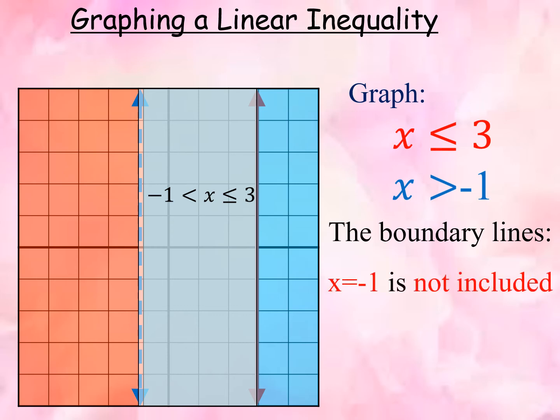X equals -1 is not included because of the broken line, and because of the inequality, x is greater than -1. X equals 3 is included because it is a solid line, and from the inequality, x is less than or equal to 3. To identify your boundary lines, just go back to the inequalities and then change it to equal sign. Whatever the inequality there, if it has equal to, then it is included. But if we only have greater than or less than, then it is not included.